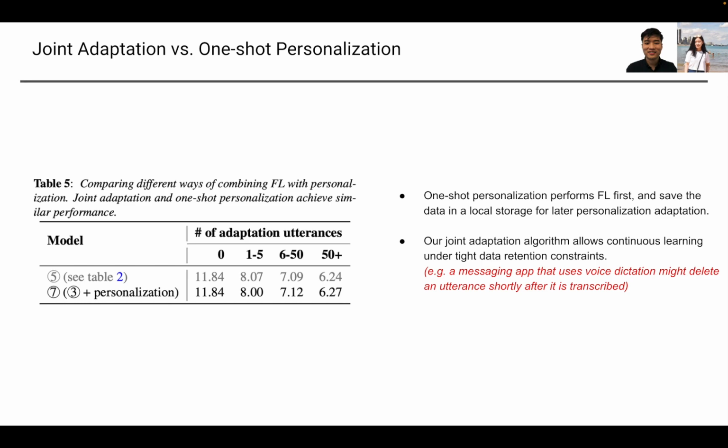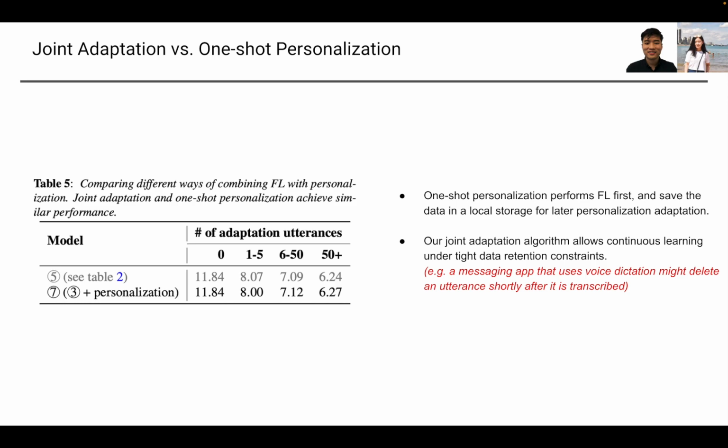one-shot personalization requires saving the data in local storage for a long period of time, because it first performs FL, and after FL converges, it performs personalization on the same data. So this may violate some data retention constraints in certain applications. For example, a messaging app that uses voice dictation might delete the utterance shortly after it is transcribed. And in those cases, one-shot personalization is not feasible.